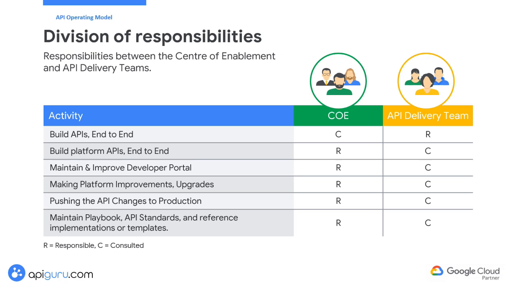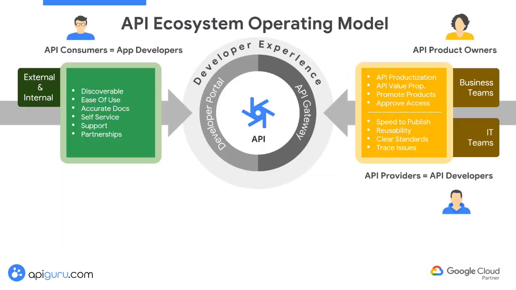They engage with the API delivery teams to gather insights and identify needs. Additionally, the Center of Enablement may develop platform APIs that can be utilized across various API teams, fostering consistency and collaboration. Let's take a closer look at the API ecosystem operating model.